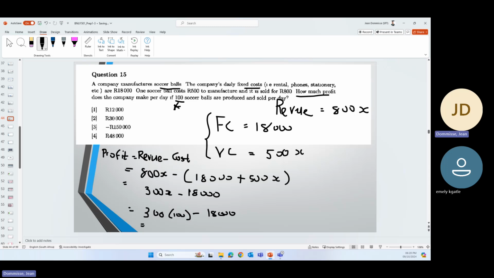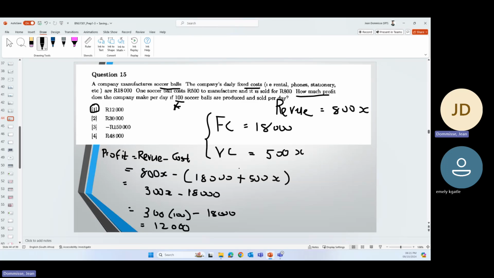So let's see if we can work that out. 300 times 100, that is the profit. So that's 30,000 minus 18,000. So the profit that we're making is 12,000 when 100 soccer balls are manufactured and sold. So the profit is the 12,000.